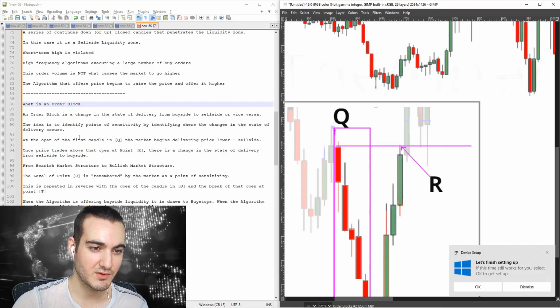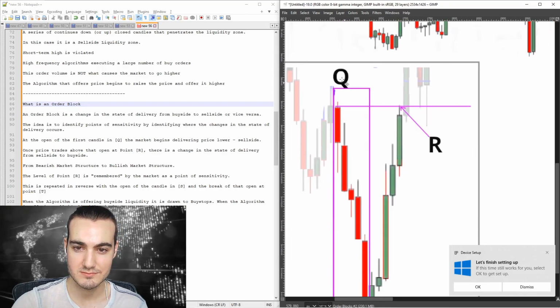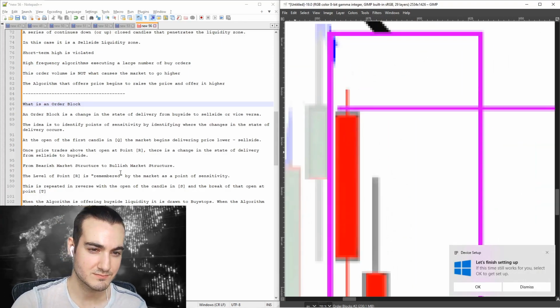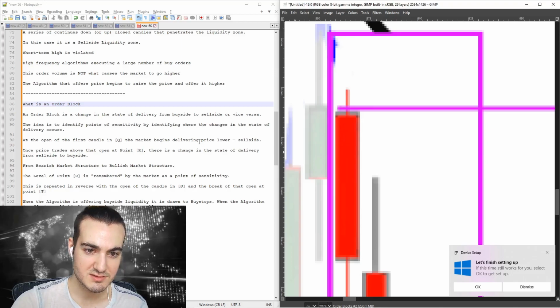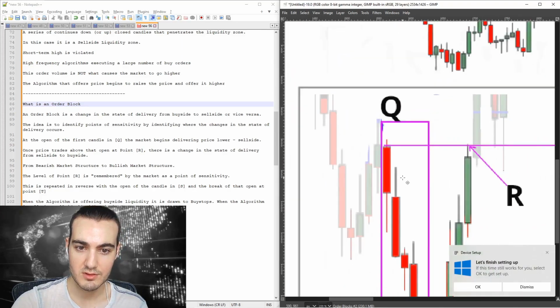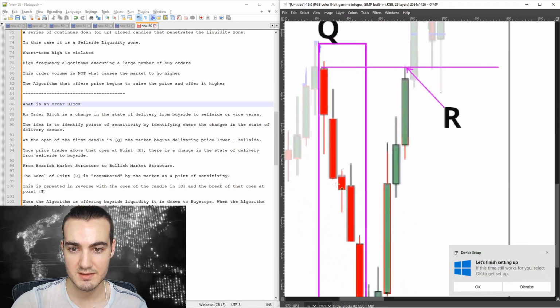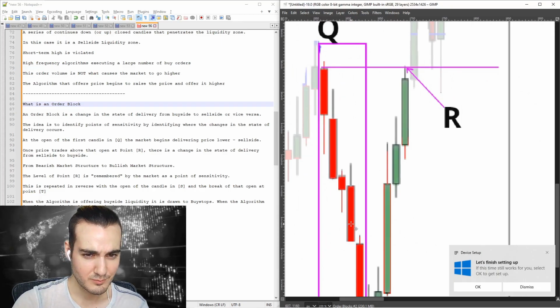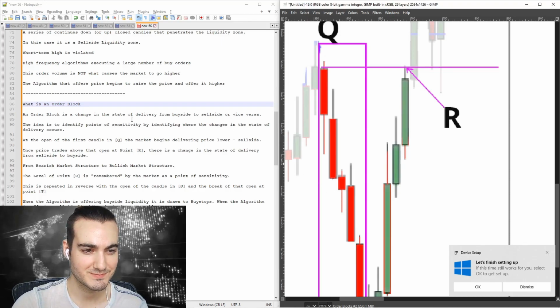Okay, so at the open of the first candle in Q, so this is our Q box, this is our first candle, the market begins delivering price lower and lower, so this would be a sell side move, so bearish market structure.